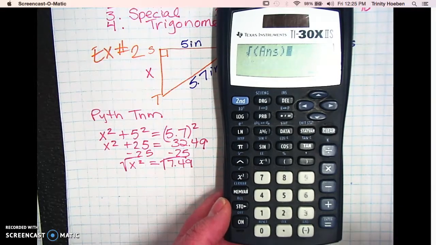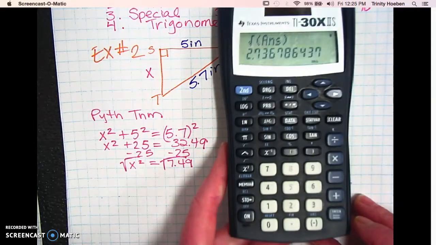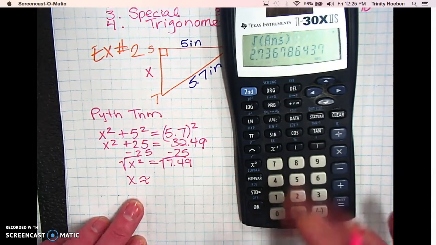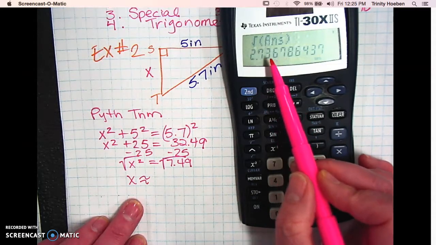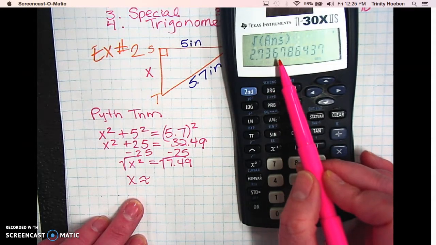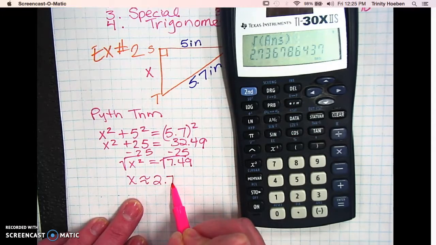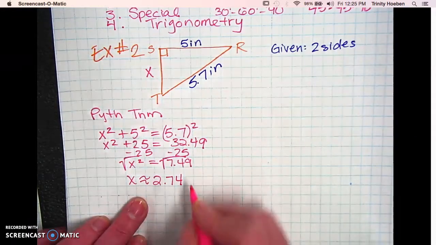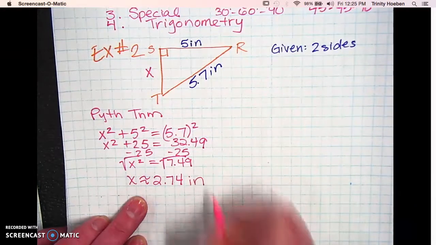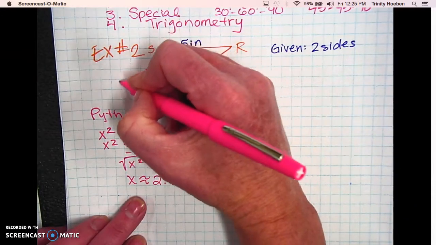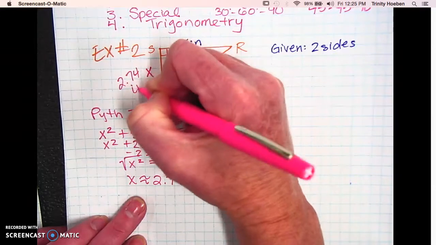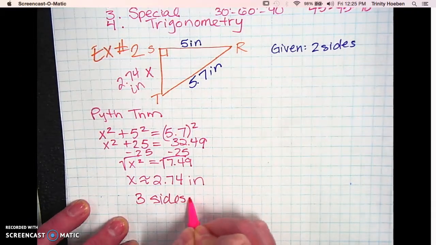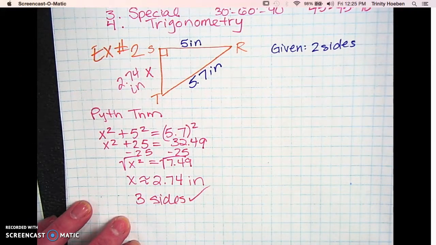It pulls it up for you, and when you hit the equals, it's going to tell you that that 3rd side is approximately equal to, and we'll round it to the nearest hundredth, so we've got 2.73, but next to it is a 6, so we're going to round up to 2.74. And that's going to give us the length of that 3rd side in inches. So this side over here is 2.74 inches. Now we have all 3 sides. Check, right? 3 sides.